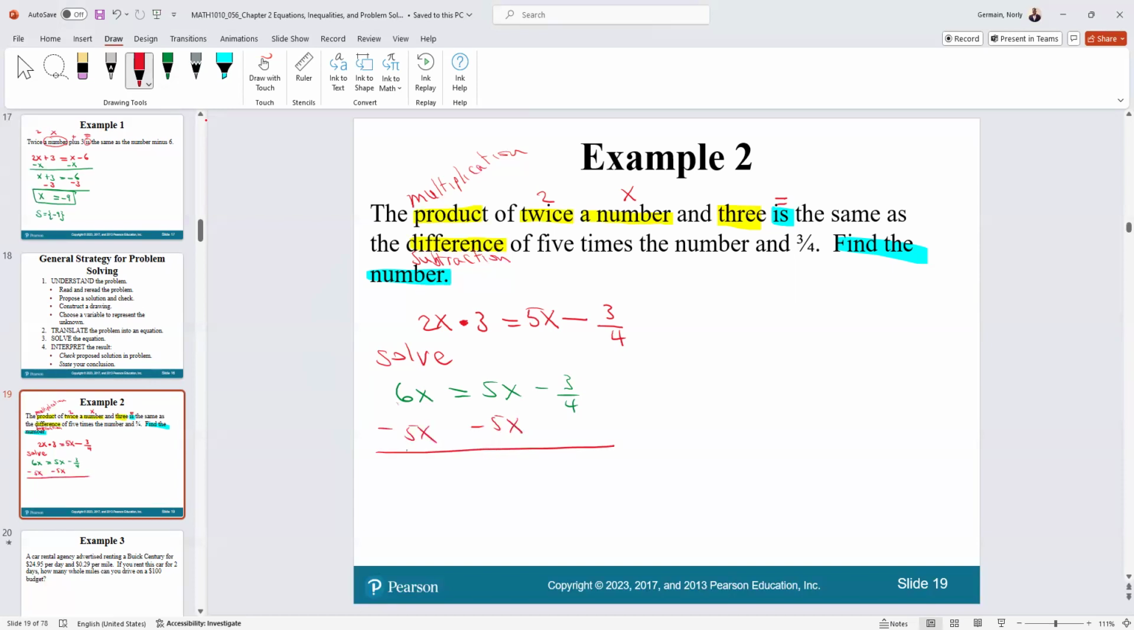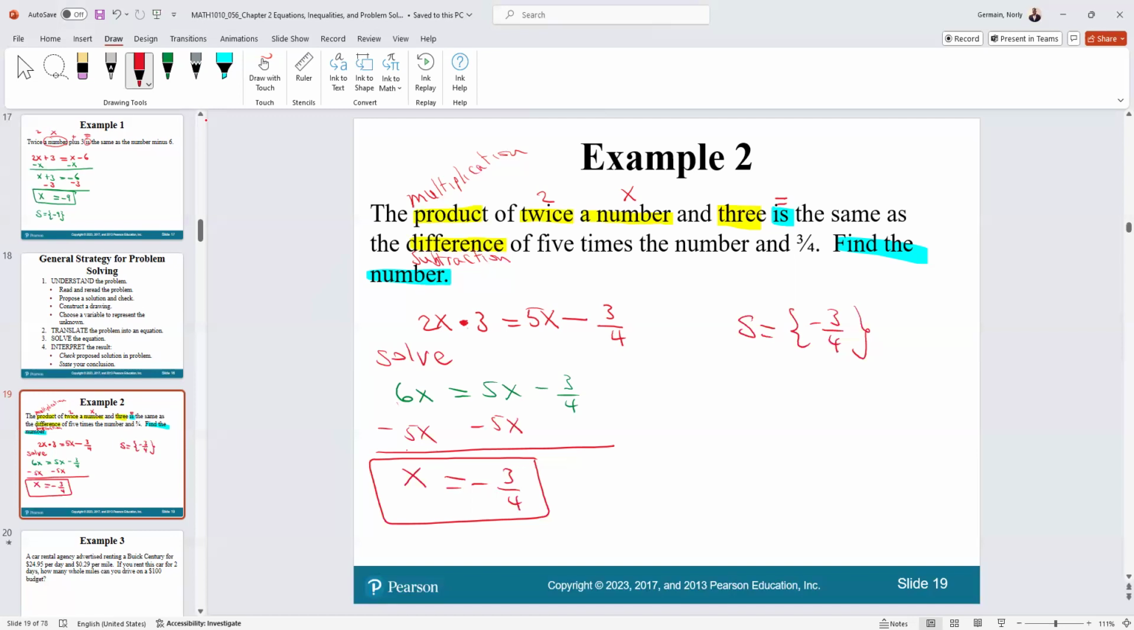Now 6x minus 5x gives me only x. 5x minus 5x is gone. We have negative 3/4. Now, there's nothing else we're going to do because we only have x on one side and a constant on the other side. So our equation is solved. So we can state the answer as negative 3/4. You can plug the negative 3/4 in the original equation to make sure the answer is correct. So we can state our answer as the number we're looking for is negative 3/4.